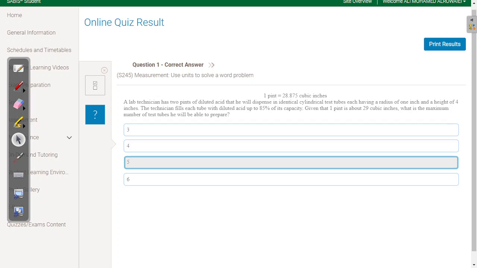Okay, let's start. A lab technician has 2 pints of diluted acid that he will dispense in identical cylindrical test tubes, each having a radius of 1 inch and height of 4 inches. The technician fills each tube with diluted acid up to 85% of its capacity. Given that 1 pint is about 29 cubic inches, what's the maximum number of test tubes he will be able to prepare?